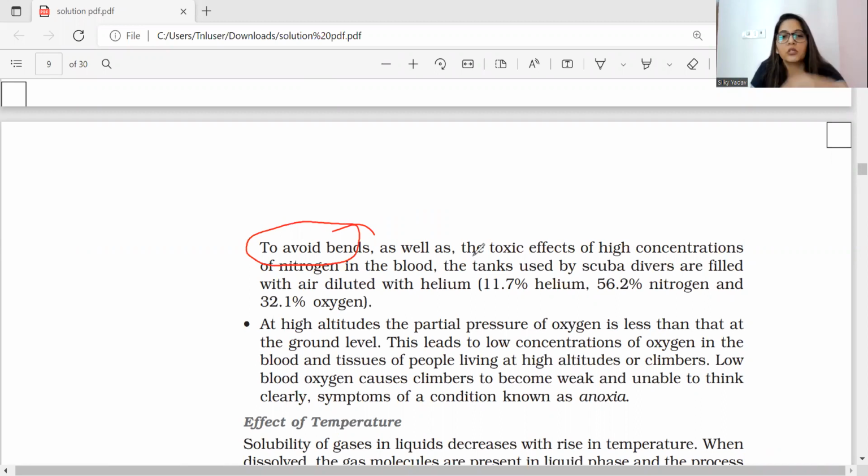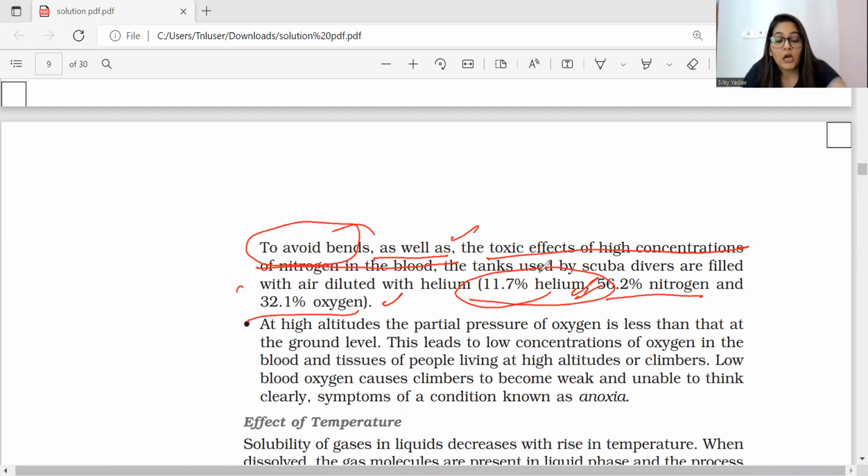We'll be first talking about this. There is also a toxic effect of higher concentration of nitrogen in the blood. You all know that. So what we generally do is, when we're diving, we take a tank with a little amount of helium in it, and nitrogen and oxygen. You know that they are necessary, they will be there, but still helium gas is added there in more amount.